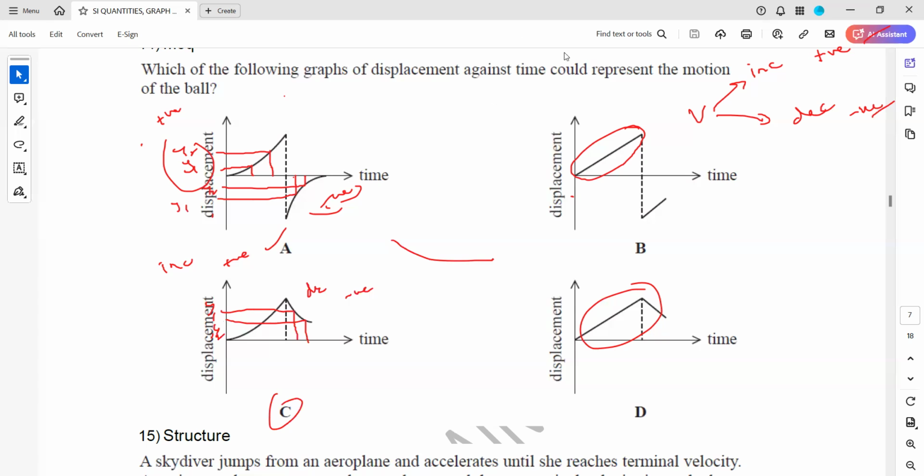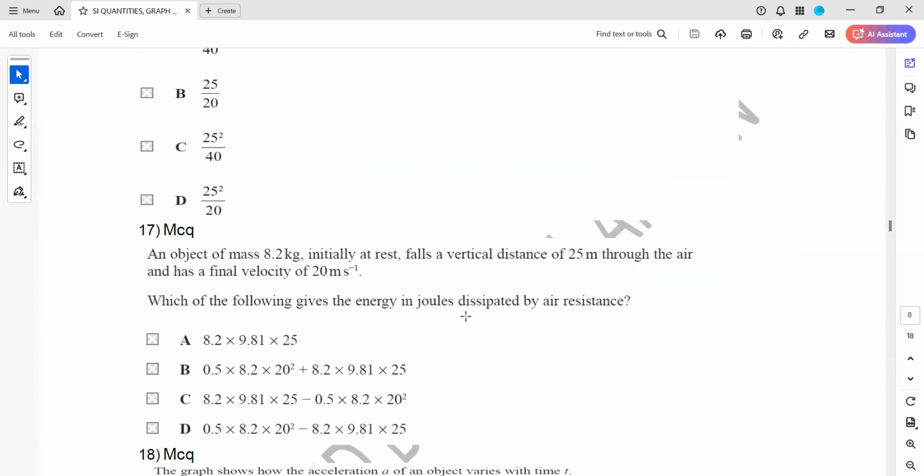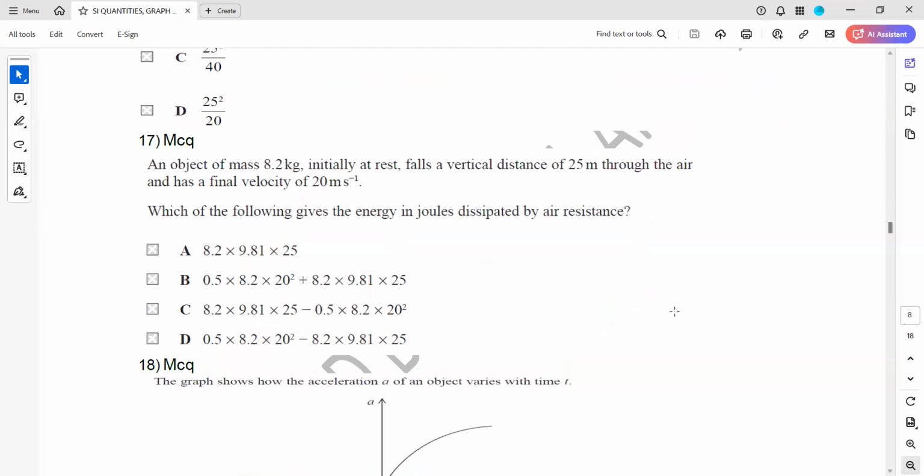So this was question 14, page 8. Any doubt? Page number 8.